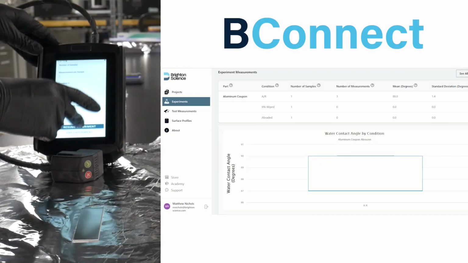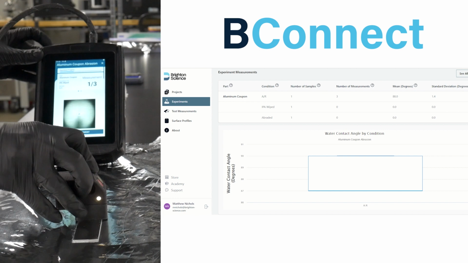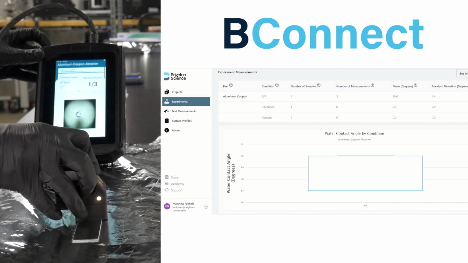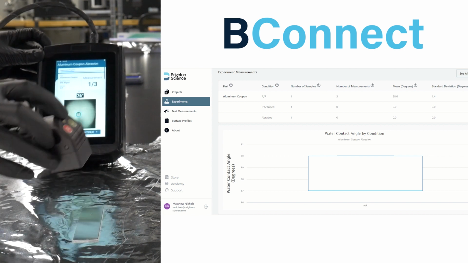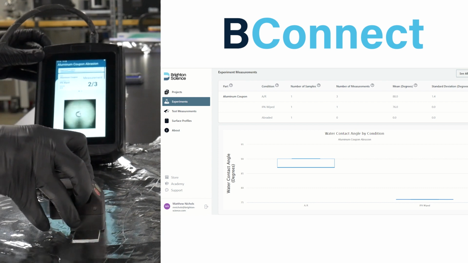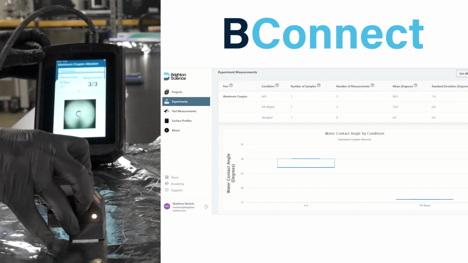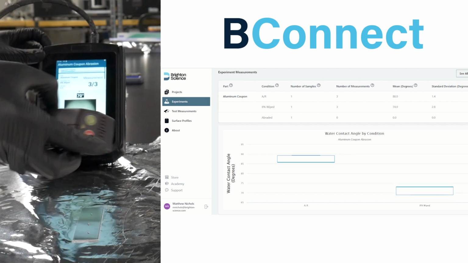Now, let's see how our contact angle changed with a simple solvent wipe. 76, 76, 70.